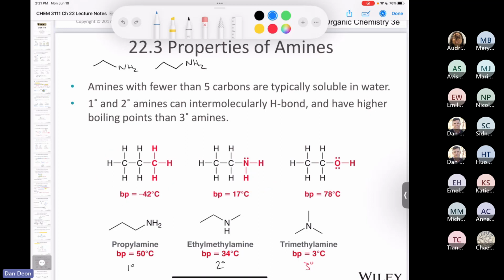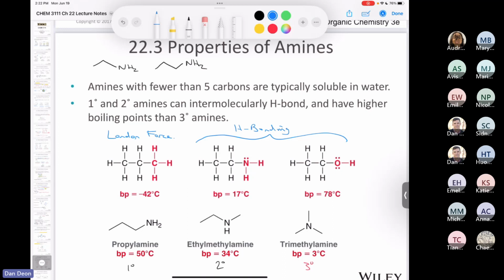And the reason why is because when we have an alkane, the only intermolecular force that it would experience would be London forces. Then we go to an amine and an alcohol, and of course they both have hydrogen bonding, but the hydrogen bond in an amine is going to be a lot weaker than the hydrogen bond in an alcohol.